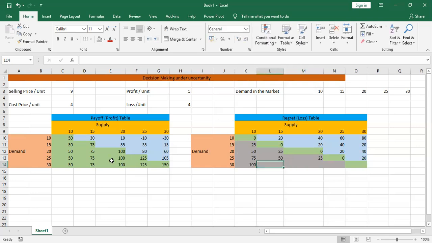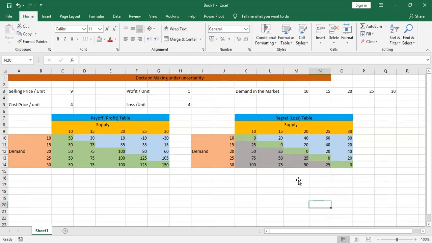Why 100? Because in the last row the maximum value is what? 150. So 150 minus 50 is 100. 150 minus 75 is 75. 50, 25 and 0. This is called a regret table.